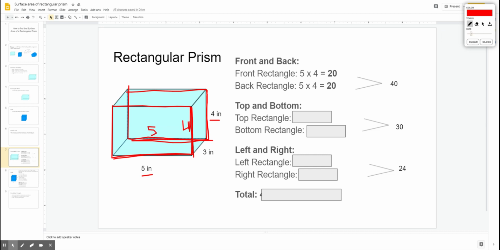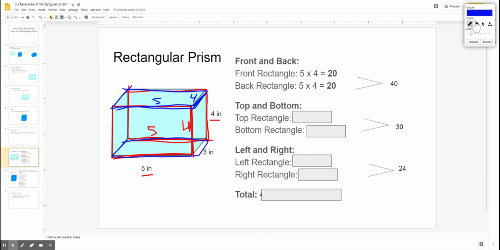All right, next we're going to talk about the top and the bottom. So the top is right here, so let's make this be a different color. And let's outline the top and bottom. So here's the top. All right, so the top has 5 and 4. So 5 times 4, which will get you 20, and here's the bottom.